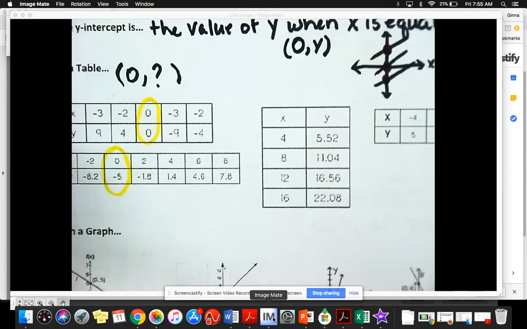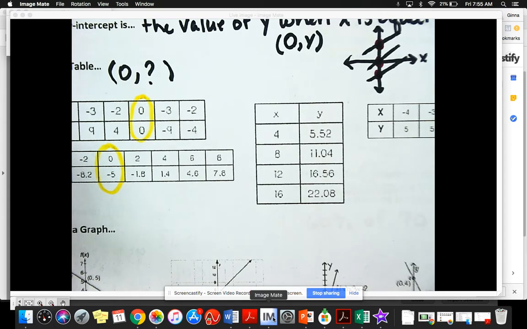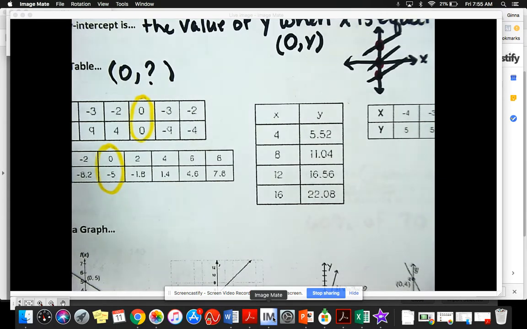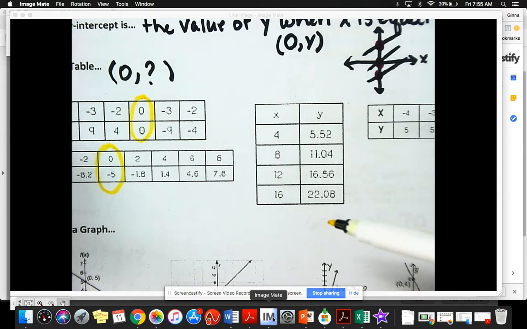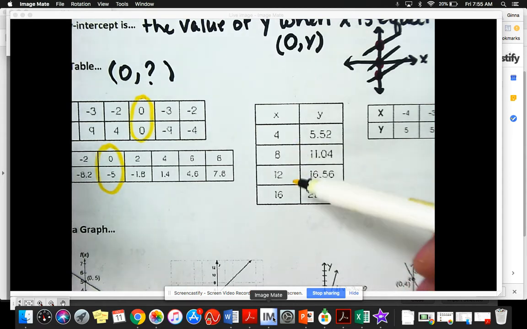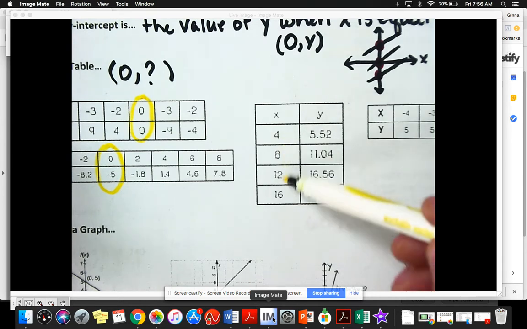So let's go to this next table right over here. All right, take a quick second. If you please pause the video. Take a second and look at this table right here and find me the y-intercept. All right, at this time, you probably already should have talked with your neighbor. And if you notice that you can't see any x values of 0 in this table, x values of 4, 8, 12, 16, there is no 0. So you have to do what you know and figure out how you can find that 0 pattern. So you're going to go ahead and take a look. So we're going 16, 12.